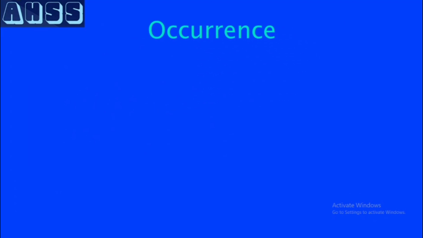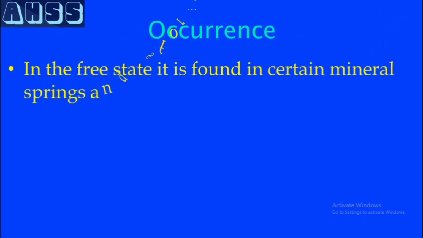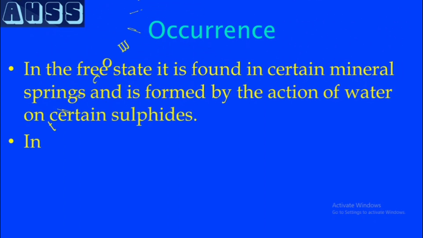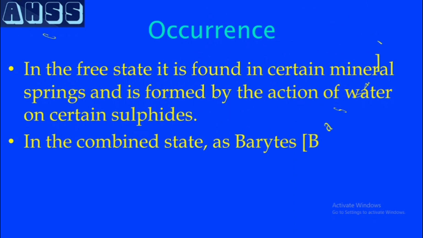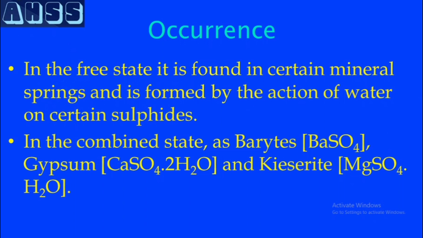Where do we find sulfuric acid? In the free state, it is found in certain mineral springs and is formed by the action of water on certain sulfides. In the combined state, it is present as different sulfate salts like barytes, that is BaSO4, gypsum, that is CaSO4.2H2O, and kieserite, that is MgSO4.H2O.